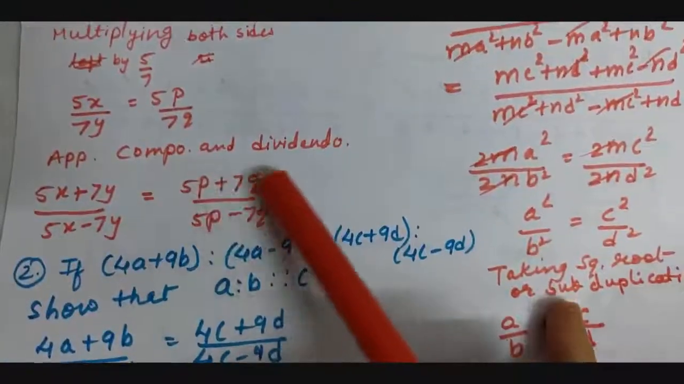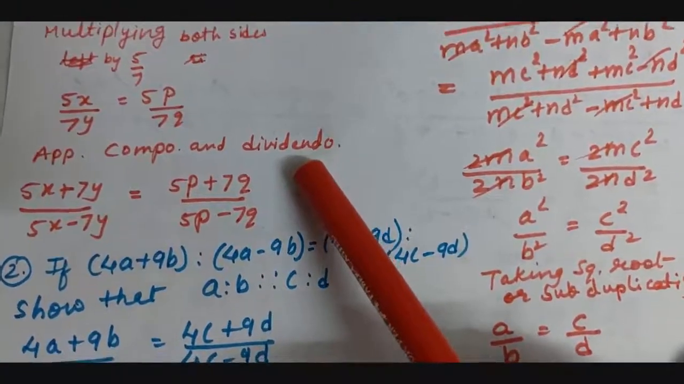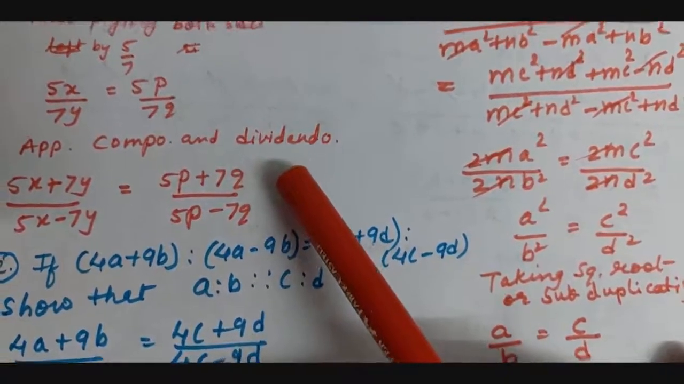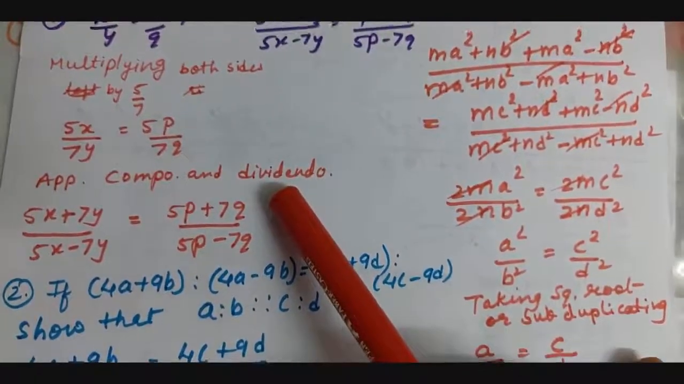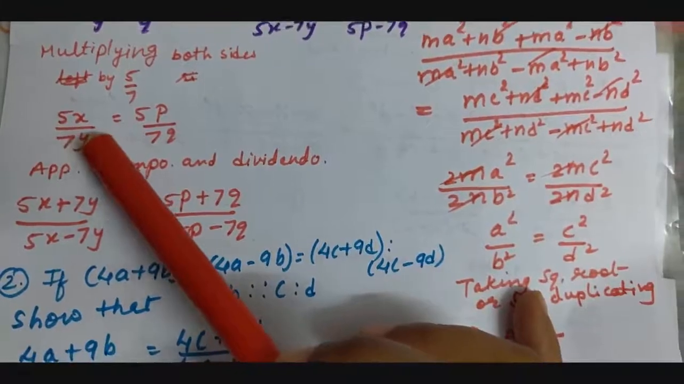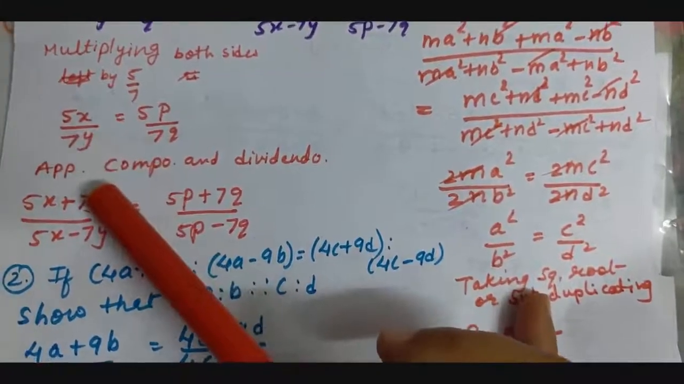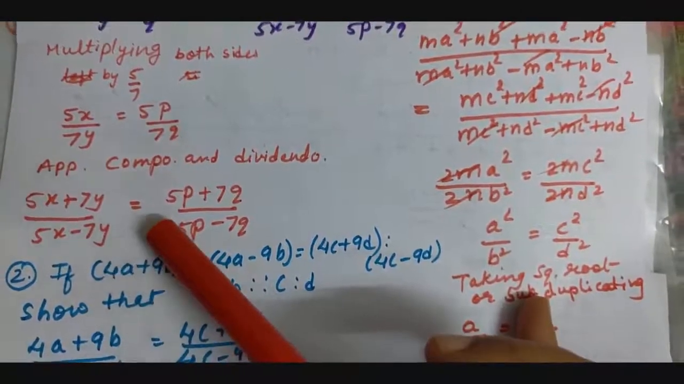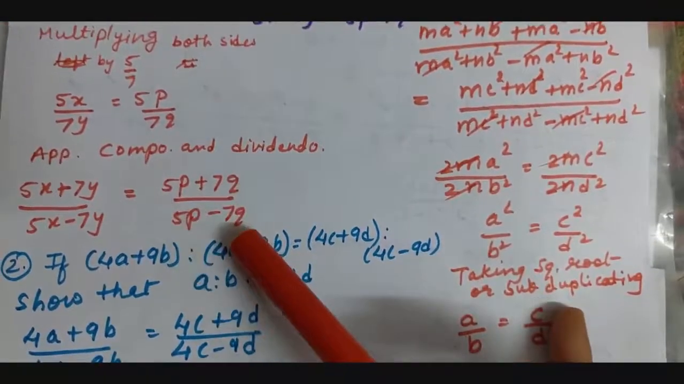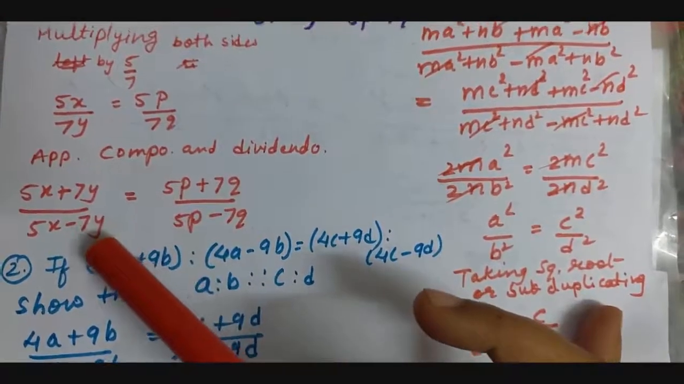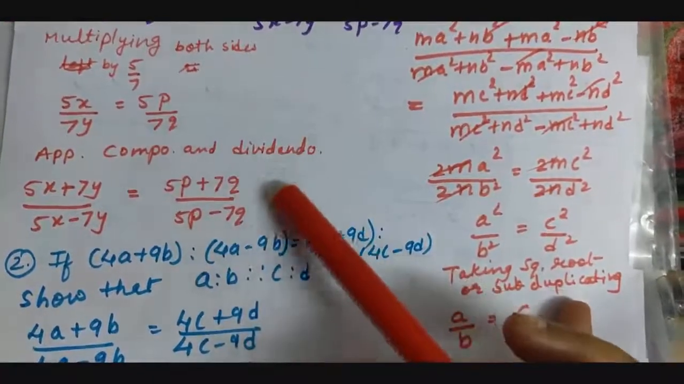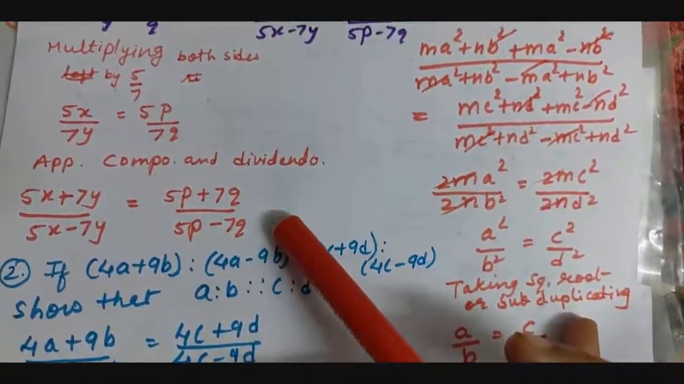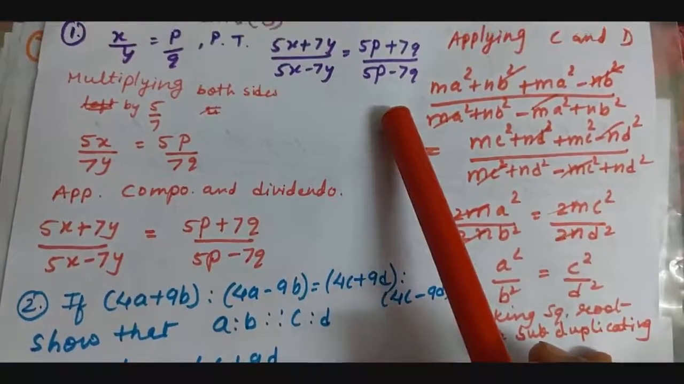Now applying componendo and dividendo, which I already explained as an important result last time. What is componendo and dividendo? It means numerator plus denominator upon numerator minus denominator is equal to numerator plus denominator upon numerator minus denominator. Here some students make the mistake of writing denominator minus numerator, which is incorrect. So take care while you use this result. So whatever they ask for, we get as the answer. Proof.